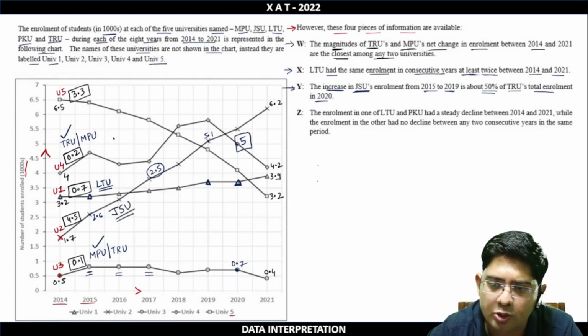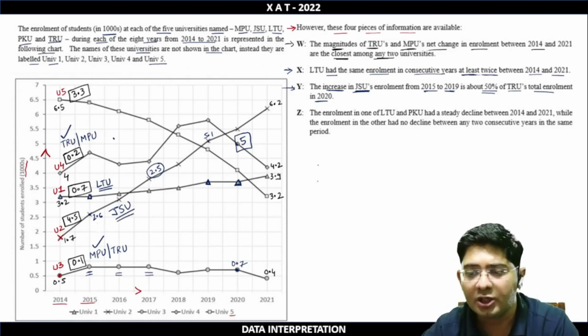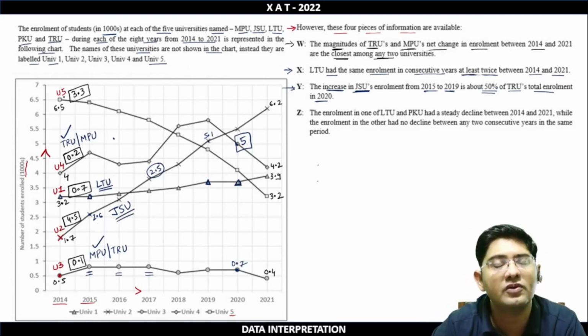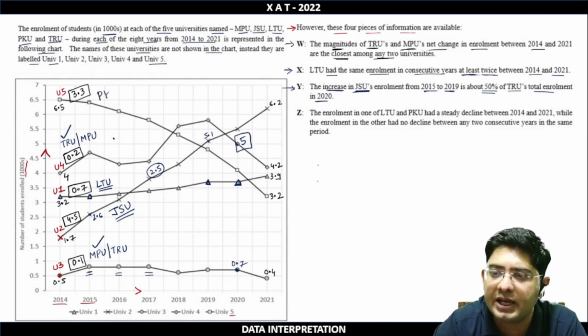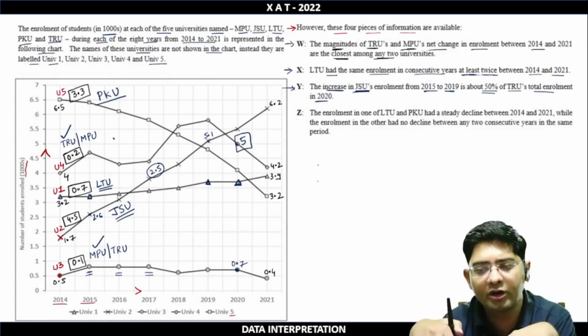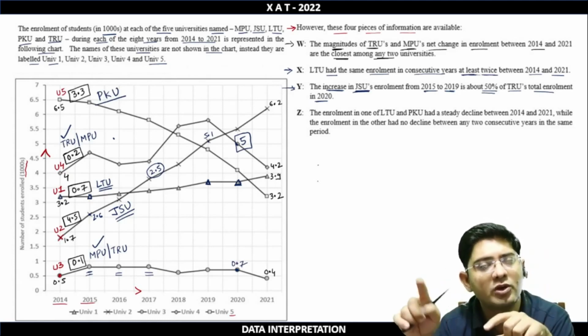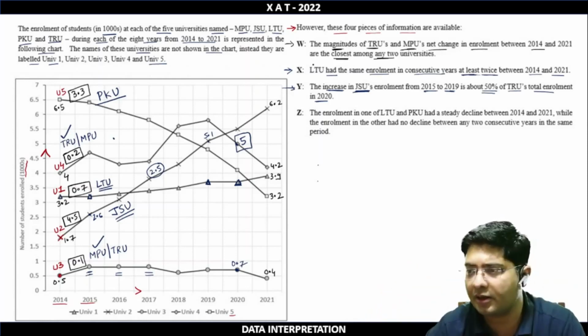And we know that this University 2 is JSU, because the increase from 15 to 19 is happening in JSU. So that means we are left with University 5, which will be PKU. So that will be PKU. So we got the information about the universities, which line represents which university, clear from the W, X and Y clues only.